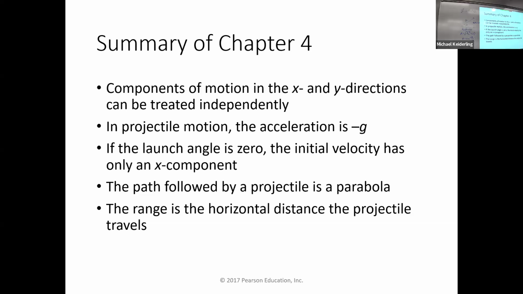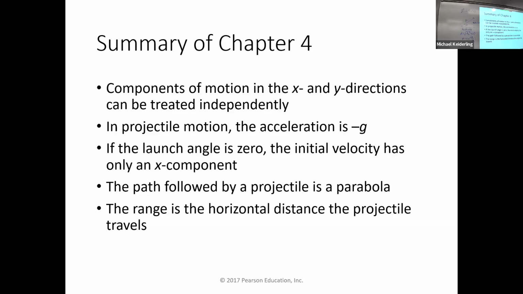In projectile motion, the acceleration is negative g in the y direction. It's downwards. If the launch angle is 0, the initial velocity will only have an x component. The path followed by a projectile is a parabola, and the range is the horizontal distance the parabola travels.